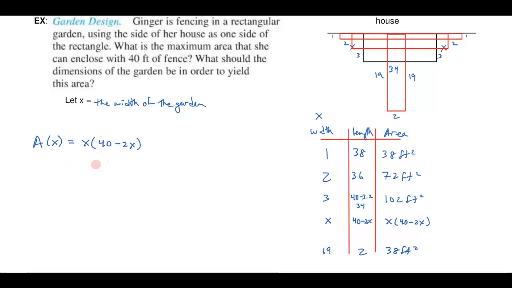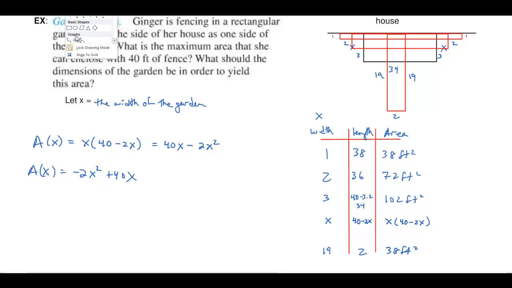So notice that I can rewrite this. This would be 40x minus 2x squared. Or let's write it this way: negative 2x squared plus 40x. And then you can see, oh, this is a quadratic equation. And I know that when I graph it, it's going to be a parabola, and I know it's going to open down.